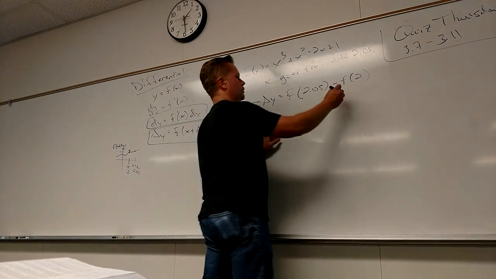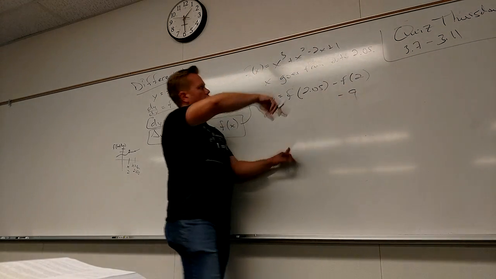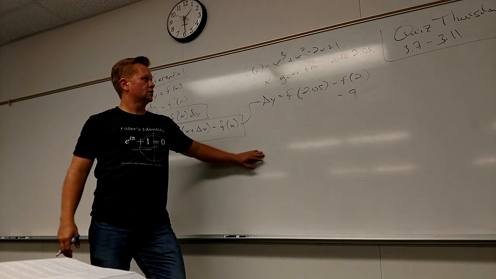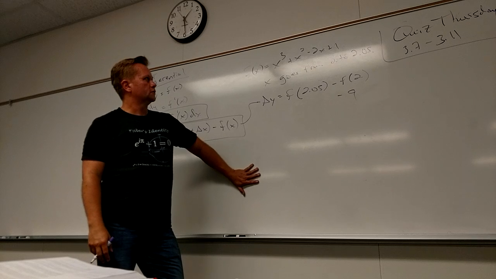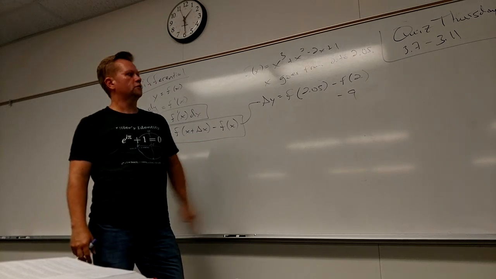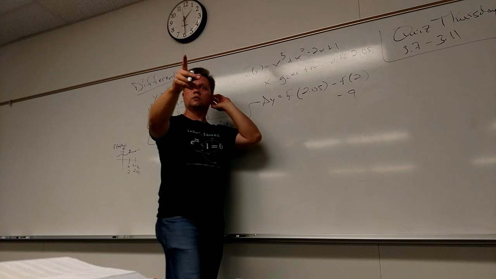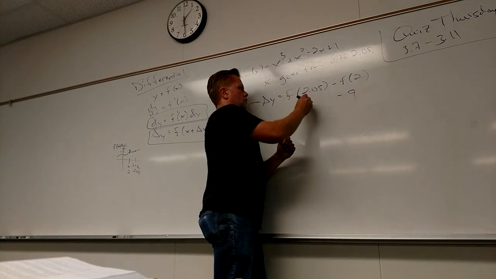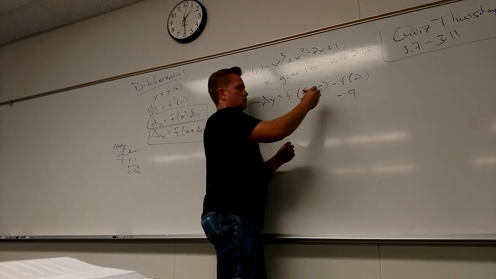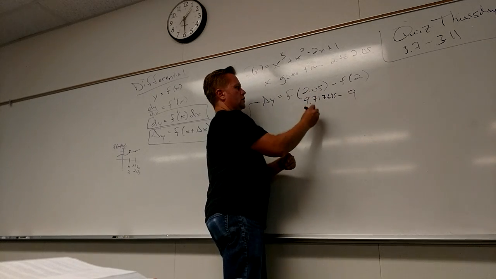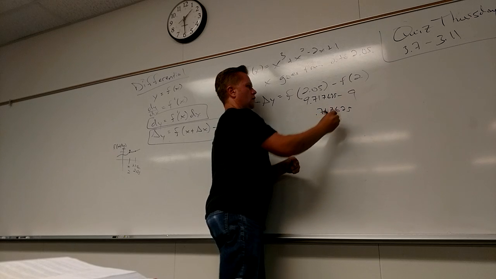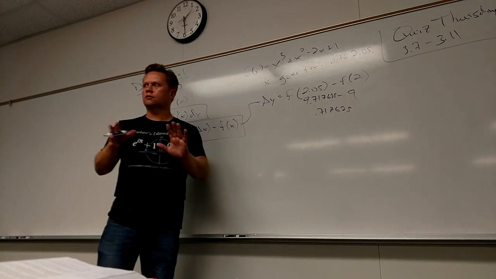12, 8, 9. I think it's 9, right? And f of 2.05 is whatever it is. Yes, 9. 8 plus 4, 12, minus 4 is 8, plus 1. I think it's 9.717625. So then, of course, you get 0.717625. That's the actual change in y.